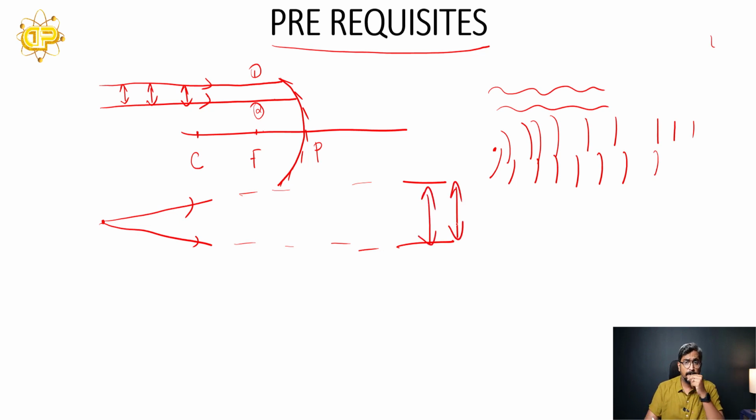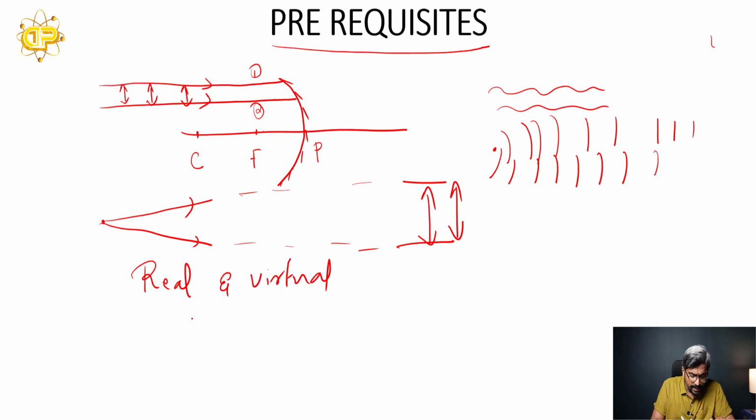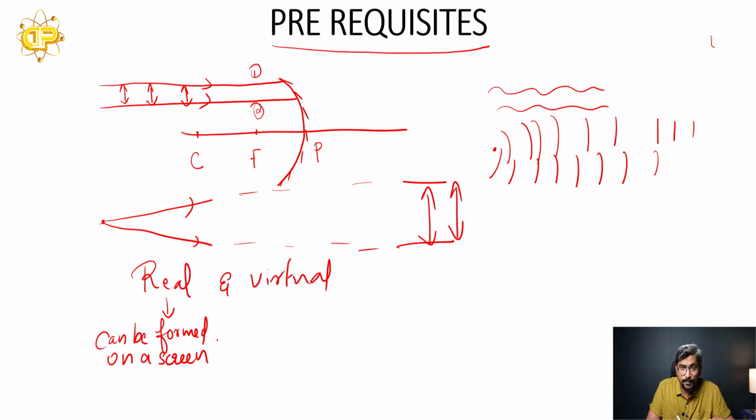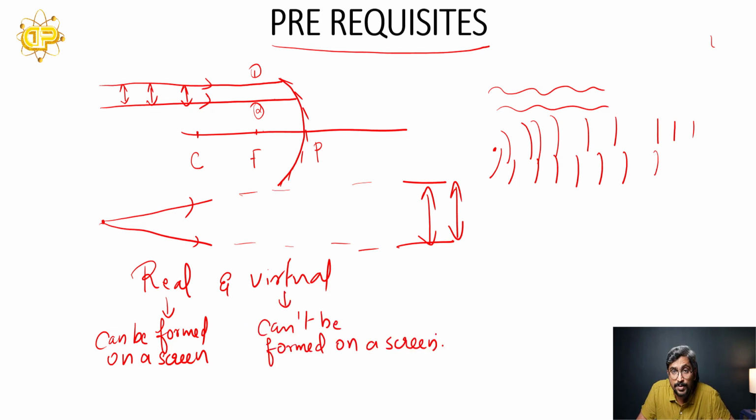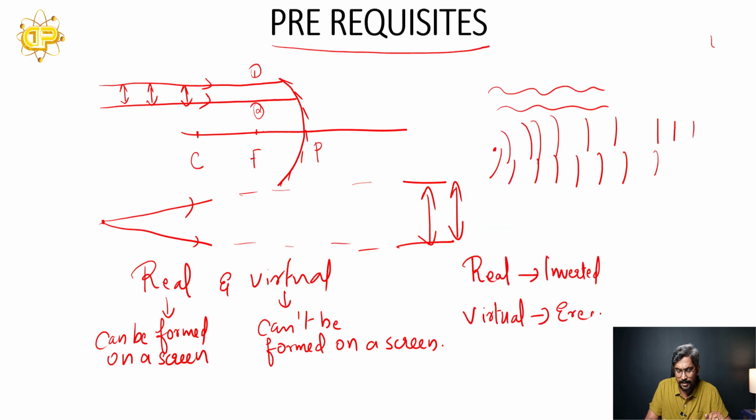Now I'm just discussing some of the basic ideas that we have learned in the previous session, that is real image and virtual image. Real images are those images that can be formed on a screen, whereas virtual images are those that can't be formed on a screen. One is produced on a screen, the other one will not be. And one more thing is that real images will always be inverted, whereas virtual images are erect.